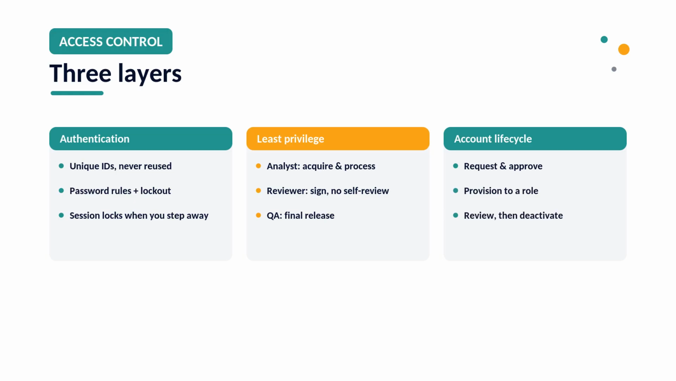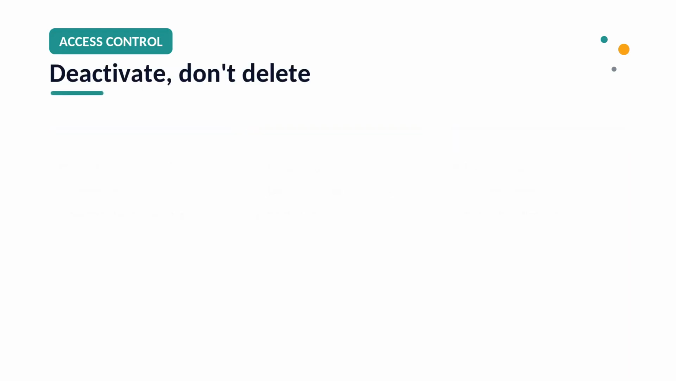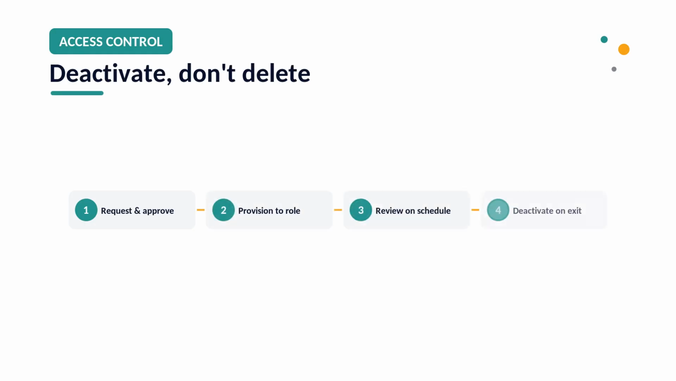Good access control has 3 layers. Authentication: unique user IDs, never reused. Password rules, automatic lockout, a session that locks when you walk away. Authorization: least privilege. You can only do what you're qualified and authorized to do. An analyst acquires and processes, but can't approve methods or delete data. A reviewer signs at review level, but can't review their own work. QA gives final release. This isn't distrust. It's making sure no single person can create, approve, and erase the same record.